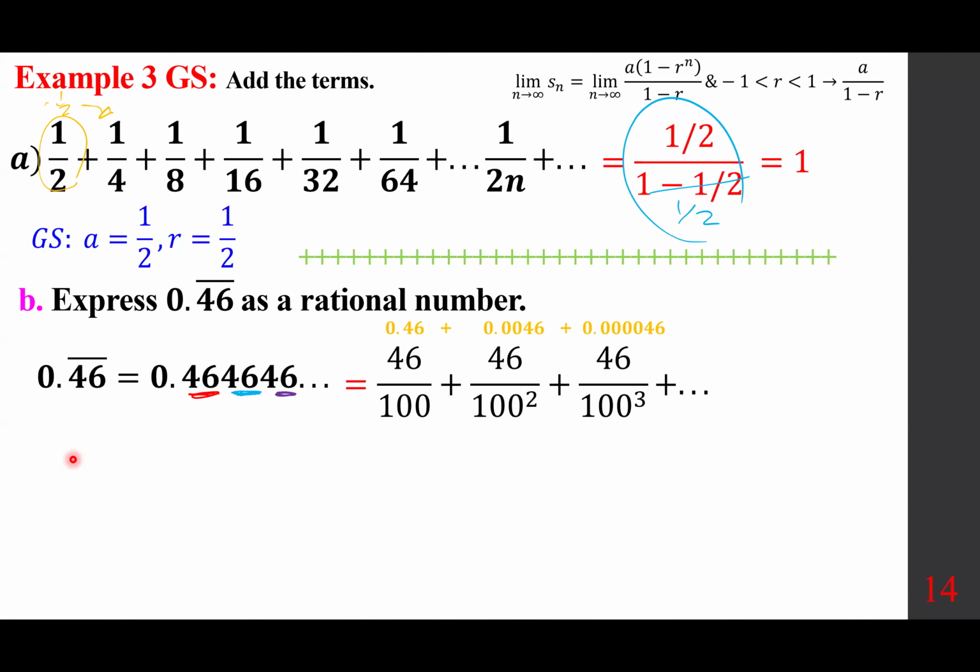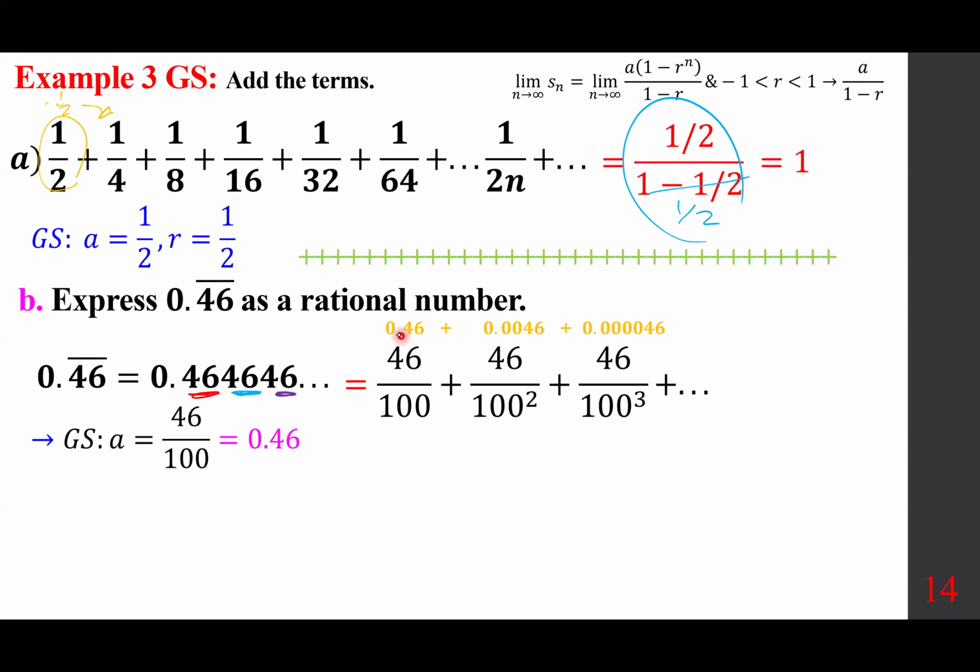Please understand, this part is 46 over 100 or 0.46. This part is 46 over 100 squared or 0.0046. And this part is 46 over 100 cubed or 0.000046, and it continues. By that, we mean 10,000, for example. So notice, you're dealing with a geometric sequence. The first term is this. Both formats, you can write it as a fraction, you can write it as a decimal.